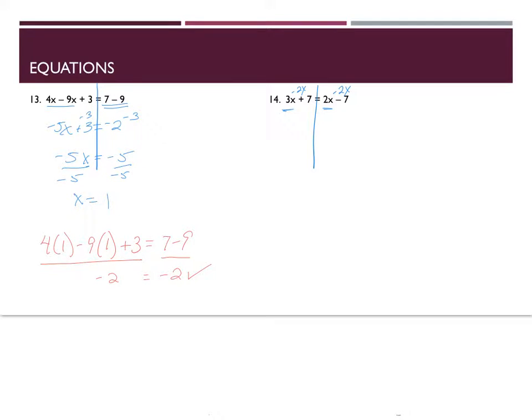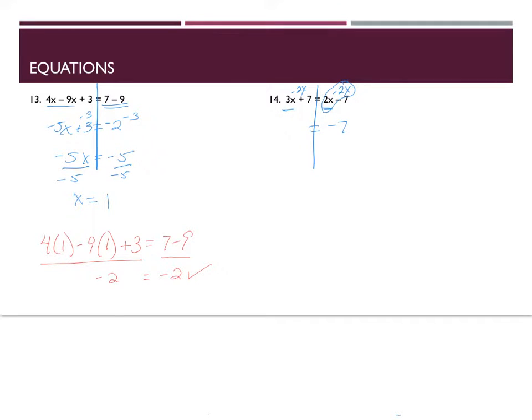The reason that I did that is if I do that on the right, 2x minus x makes no more x's on the right, and it leaves me with negative 7. Most people prefer to not have their variable on the right, so we kind of wanted to make it disappear off there and have all our x's shift to the left hand side.